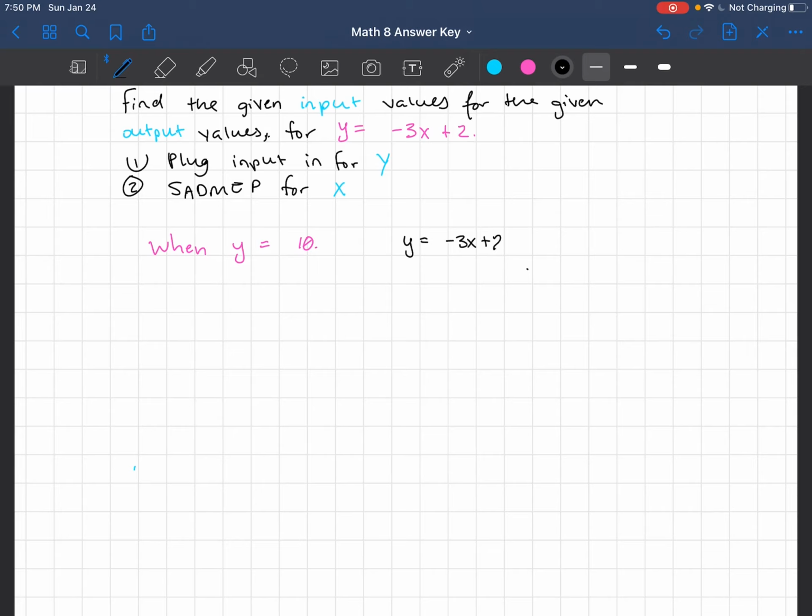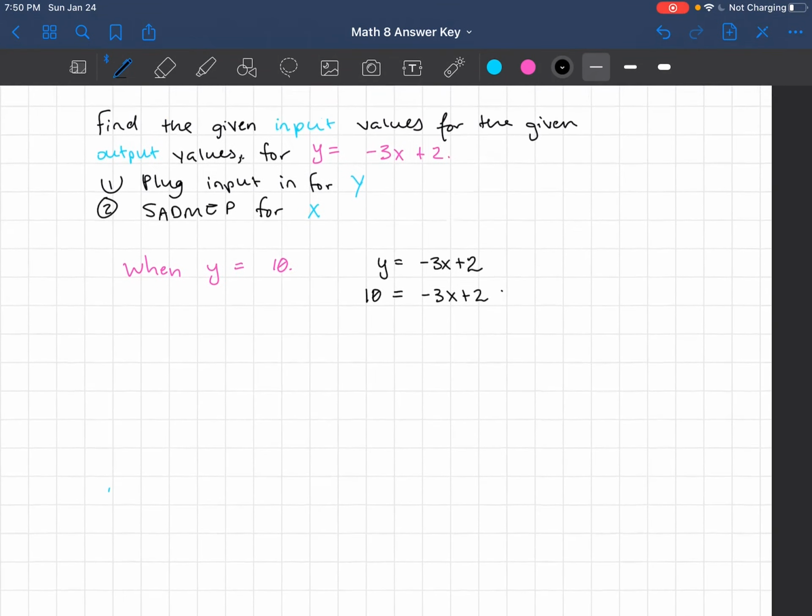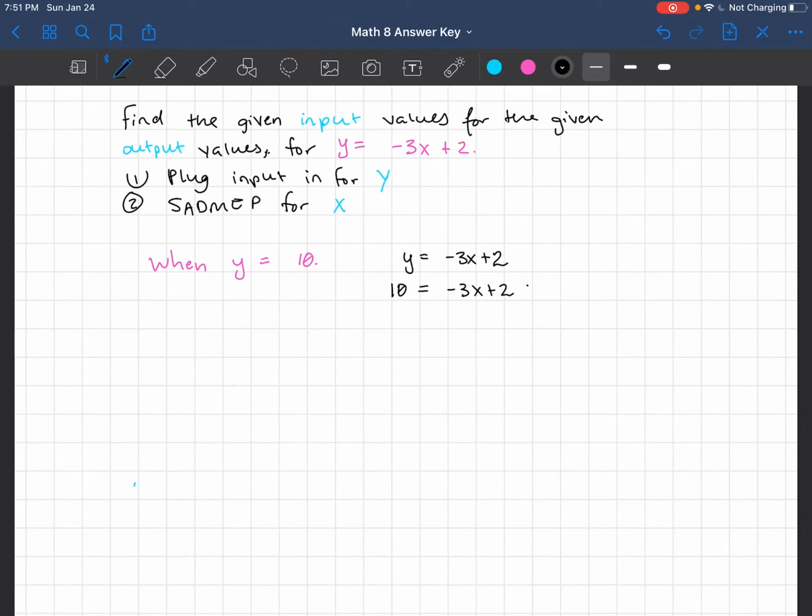So we're going to take our original equation and rewrite it yet again, and we're going to plug in 10 for y. This is going to require SADMAP to get x by itself. So from here, two things are happening to x. It's being multiplied and it's being added. We have to undo the addition first. So we'll get 8 is equal to negative 3x. And then we have to divide both sides by negative 3 to get x on its own.